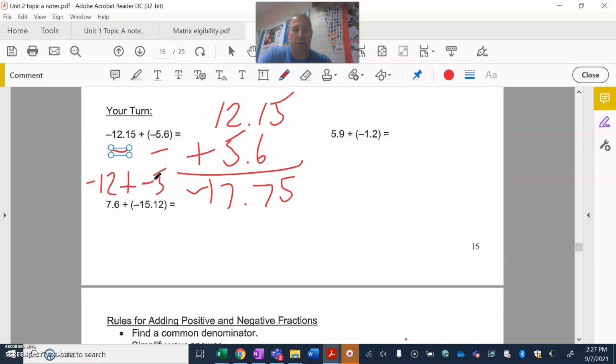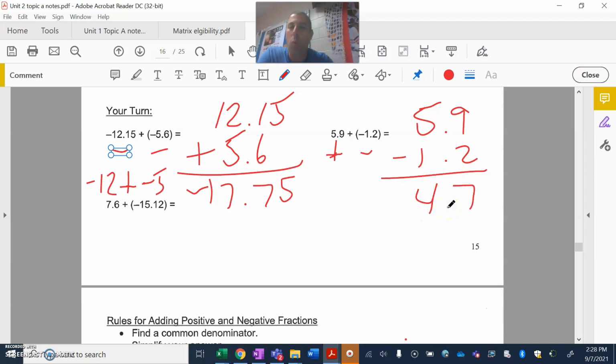Let's look at that next one off to the right. 5 and 9/10 is a positive number. Negative 1 and 2/10 is a negative number. So I've got different signs, which means I am subtracting. Remember, bigger number first. 5 and 9/10 is bigger, and we're talking about its absolute value. The 1 and 2/10 is smaller, and we can subtract. What do you have more of? Well, I've got more positives. So there's my answer. Again, you have to analyze the situation that's there.